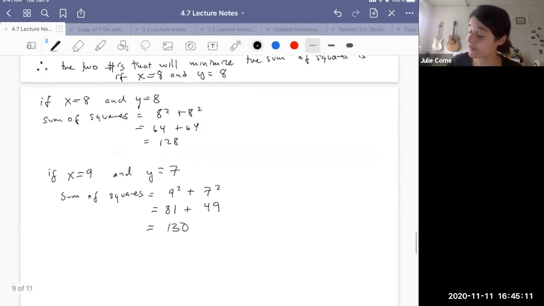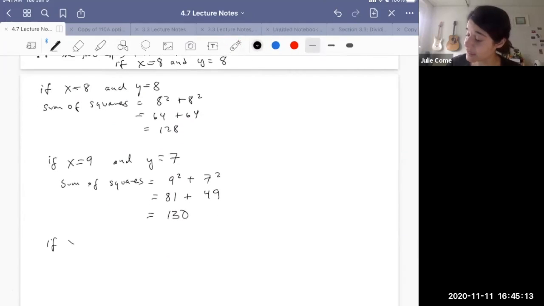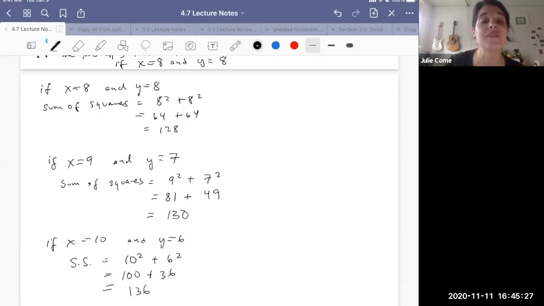If I go farther, what if x is equal to 10 and y is equal to 6? Then the sum of the squares is going to be 10 squared plus 6 squared, which gives me 100 plus 36, or 136. We're getting even larger. This guy that we found is the smallest sum of squares given our constraint.